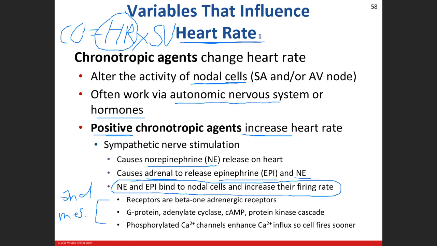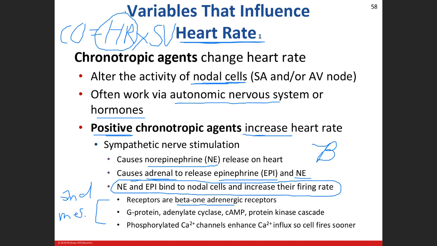Remember the synaptic cleft? That's the space in between the nerve and the actual target tissue. In this case, it's the nodal cell, where there are these receptors. They're ligand receptors, which means it's like a lock and key. You just got to get the right key to activate those receptors. In this case, you need to know this, they are called beta-1 adrenergic receptors. Sometimes you'll see it as B1, with the Greek nomenclature of B.